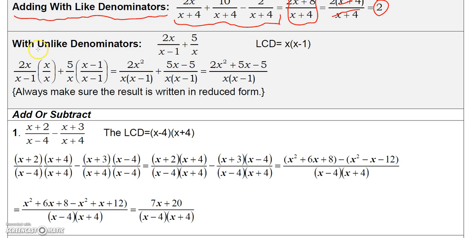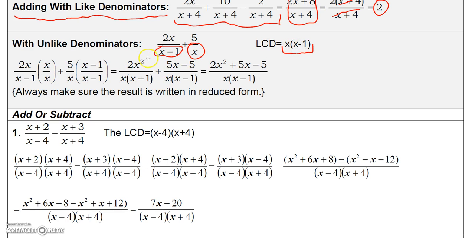This is my first simple example here with unlike denominators. So here I have 2x over x minus 1 plus 5 over x. Now this is plus, okay, it's not times like we were doing in the previous section. So now I need a denominator that both x minus 1 and x will divide into. Well, they'll both divide into their product. So I'm going to use the product of x times x minus 1. So many times the lowest common denominator will just be the product of those two, but not always. Alright, so x times x minus 1 is going to be the denominator.